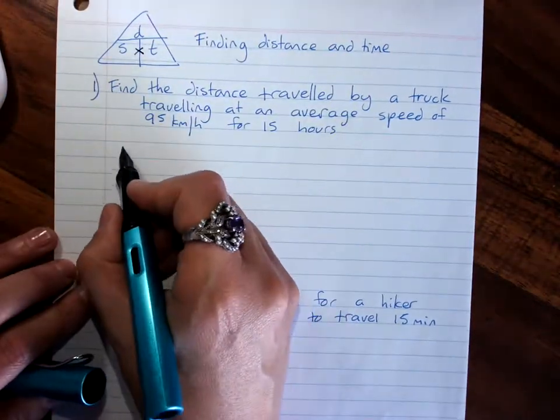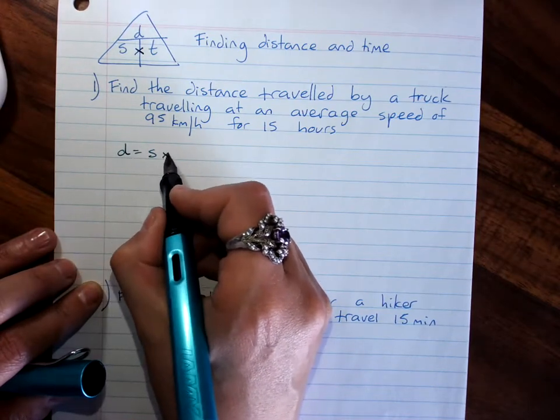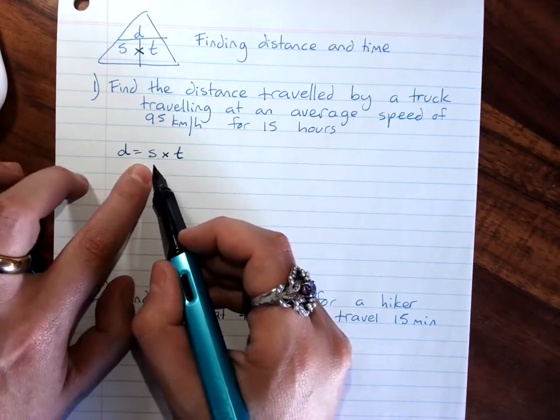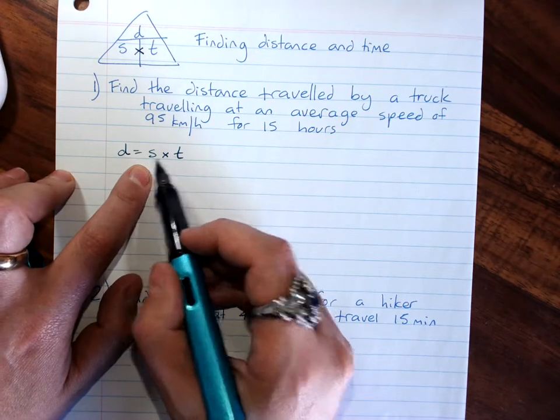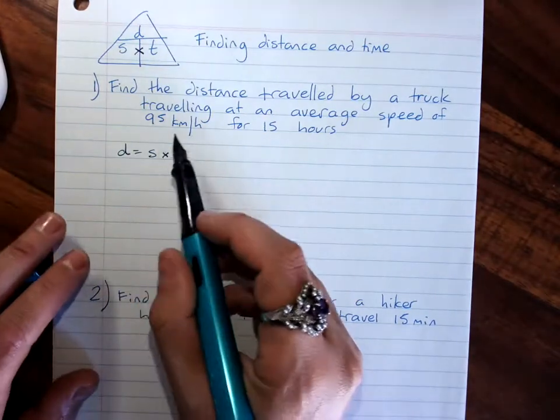And so the formula for finding distance is distance equals speed multiplied by time. So, if you're going at 10 kilometers per hour and you do that for 3 hours, 10 times 3, you'll travel 30 kilometers. It makes sense. So this is how we get the distance formula.